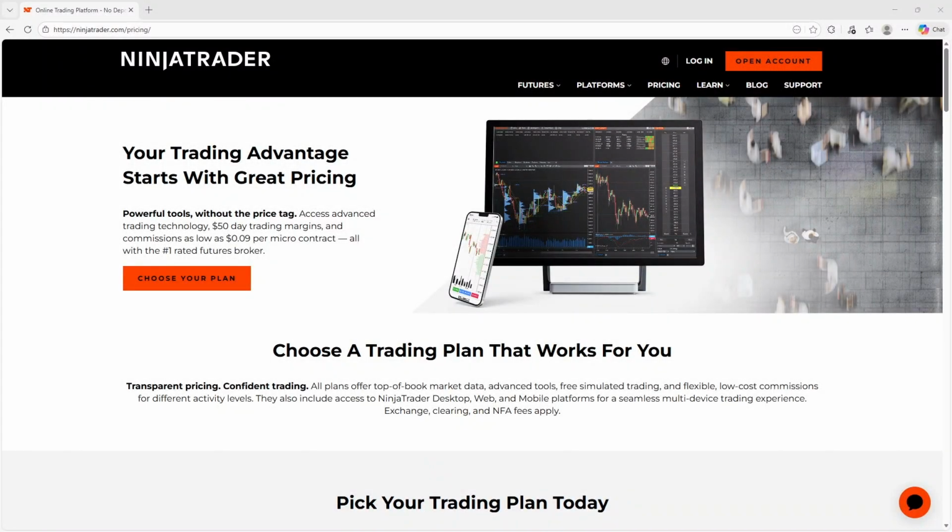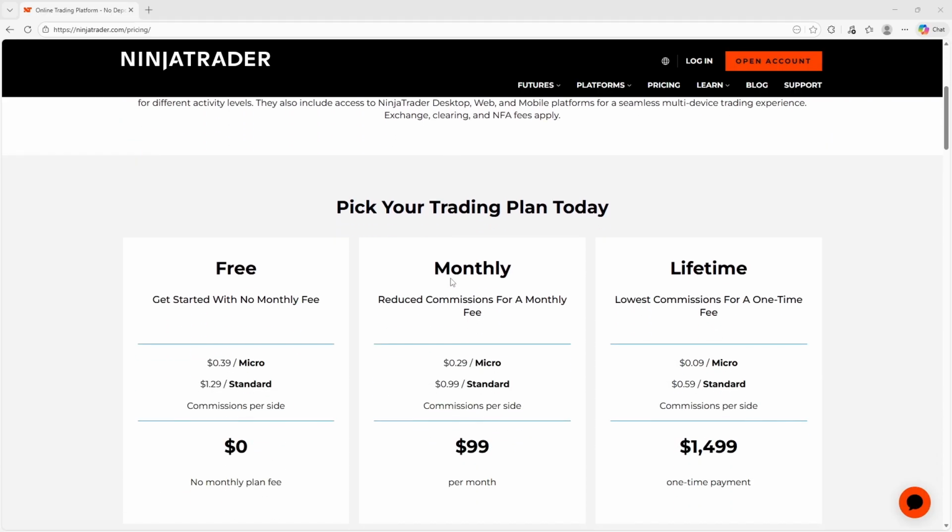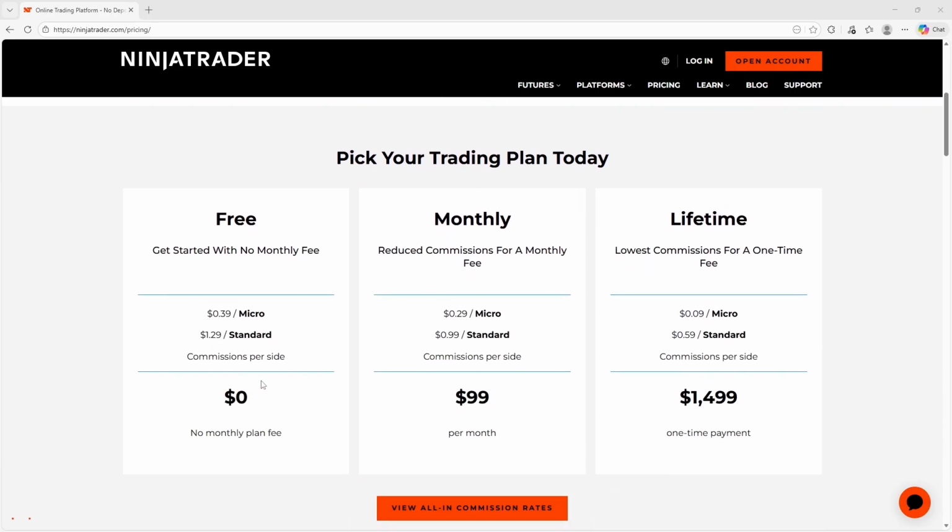NinjaTrader pricing is built entirely around how active you are as a futures trader, and it immediately separates itself from traditional investing platforms. Instead of percentage-based fees or bundled account pricing, NinjaTrader focuses strictly on per-contract commissions and gives traders 3 distinct ways to pay.